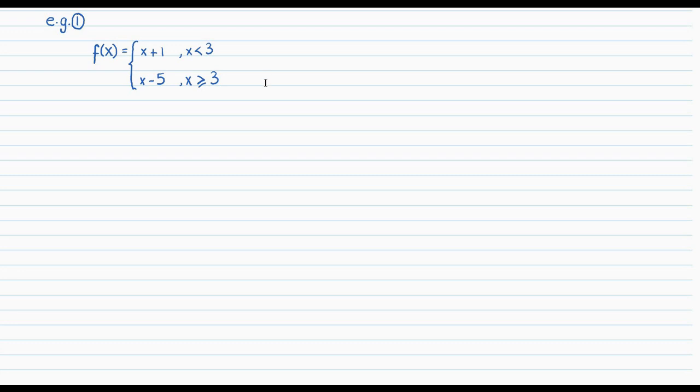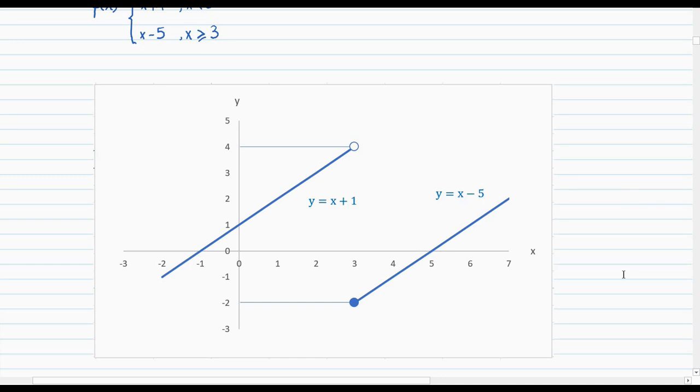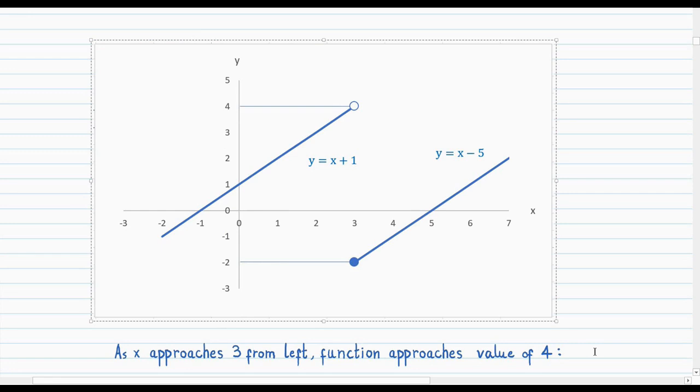Anyway, this is what its graph would look like. Notice that the white circle is there again, which means that this graph isn't defined for this x value at x equals 3. Then this dark circle just means that the graph is defined at this x value using this other line. Anyway, by looking at it, we can tell that from the negative direction, meaning from the left side, the function approaches a value of 4, which is written as follows.